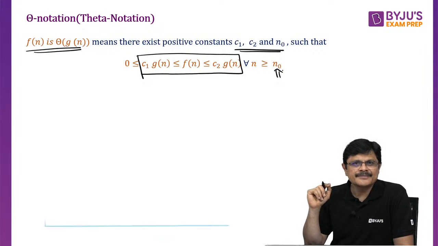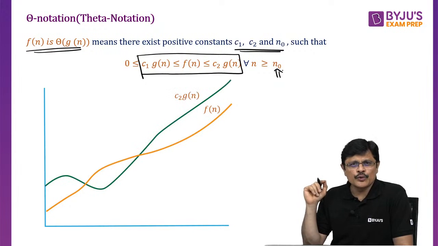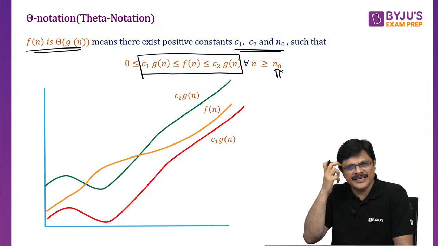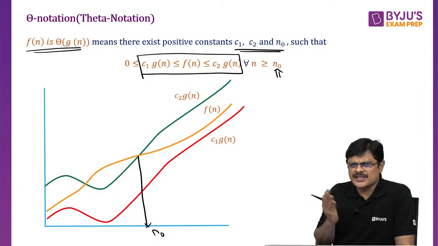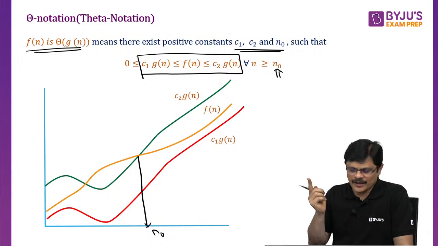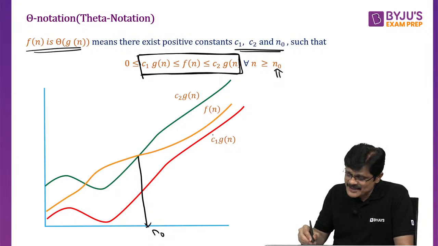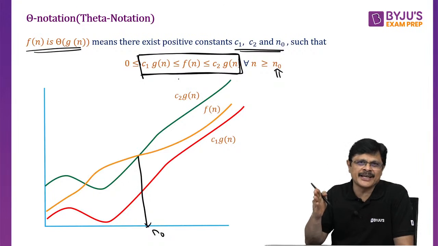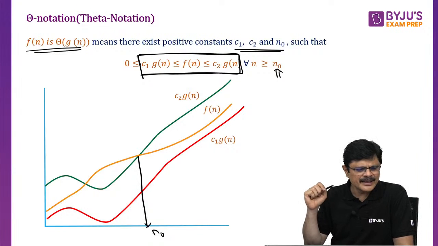Am I clear? Like this. So this is f(n), this is C2 g(n) and this is C1 g(n). And if you observe, this is the point n0. Before this point, the situation may not be under your control. But after n0, this condition is always satisfied. What condition? C1 times g(n) is less than or equal to f(n) is less than or equal to C2 times g(n). Therefore, we say that f(n) is big theta of g(n). Is the idea clear? Clear to you all?